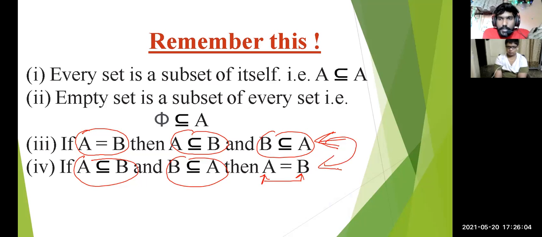So these are two opposite points. If A is equal to B, then A is a subset of B and B is a subset of A. Or if A is a subset of B and B is a subset of A, then you can say that A and B are equal sets.